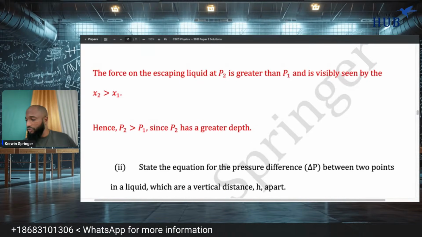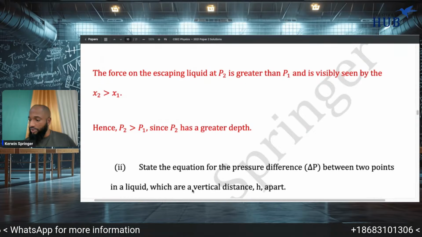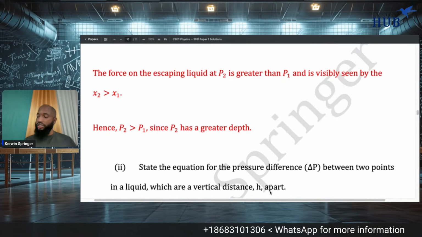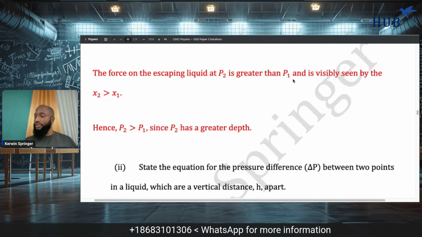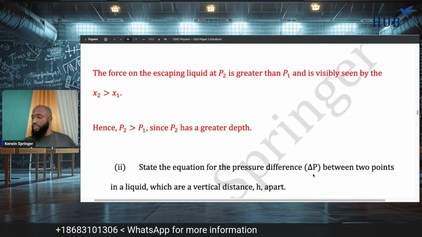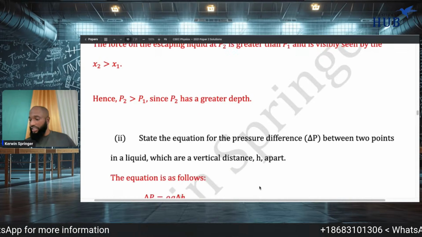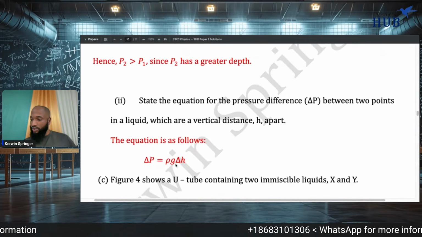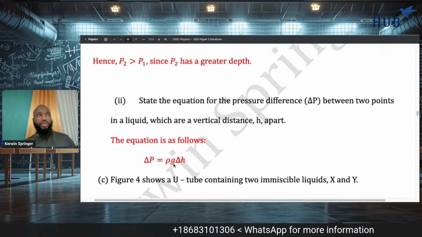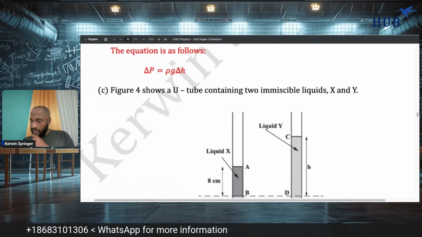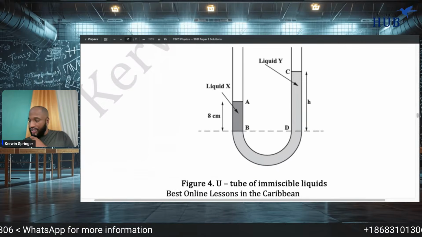State the equation for pressure difference between 2 points in a liquid which are vertically distant h apart. They just want you to state the pressure formula in a fancy way. So you'll say change in P is equal to H rho G, where the vertical distance is H. Delta P is equal to delta H rho G. Understood, class? Yes. This was a tricky question.